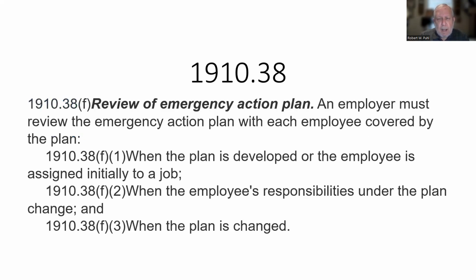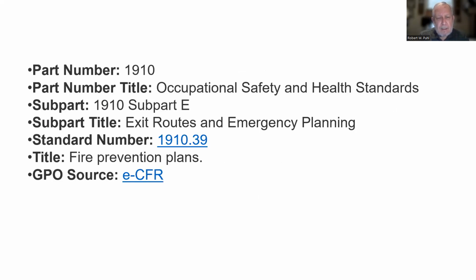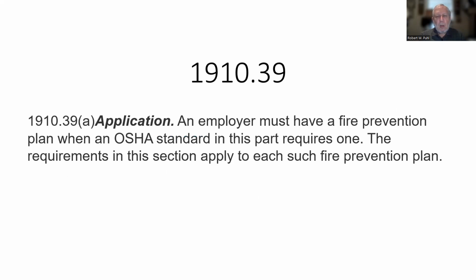Review of emergency action plan. An employer must review the emergency action plan with each employee covered by the plan when the plan is developed or the employee is initially assigned to a job, when the employee's responsibilities under the plan change, and when the plan is changed. Pretty standard stuff there. And now finally, 1910.39, fire prevention plans. An employer must have a fire prevention plan when an OSHA standard in this part requires one. The requirements in this section apply to each such fire prevention plan. My humble opinion, I think you should have a fire prevention plan, even if there's not an OSHA standard that requires one.